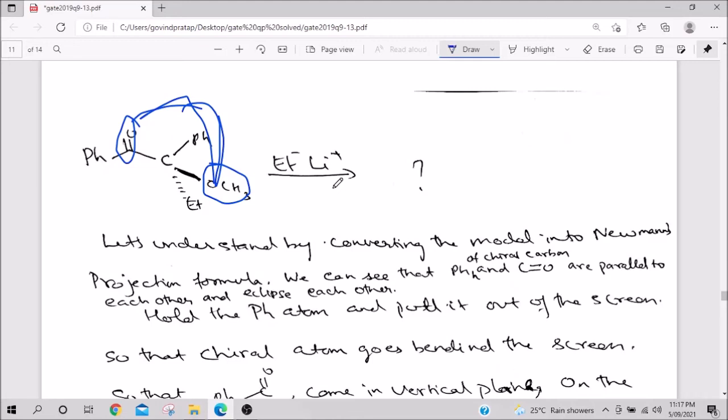Whenever a bond is formed, understand, some energy is released, and stability is gained. If Li plus is there, this lone pair goes and interacts with it, and this lone pair goes and interacts with it. So, they both interact, and energy is released. That is why chelation is preferred. So, let us first know how to draw various conformers.